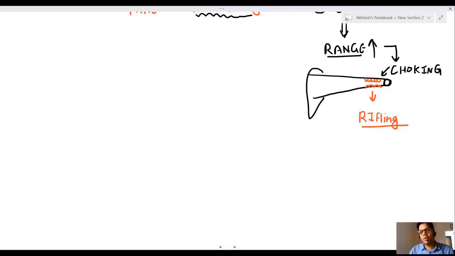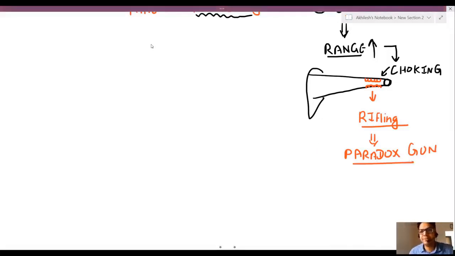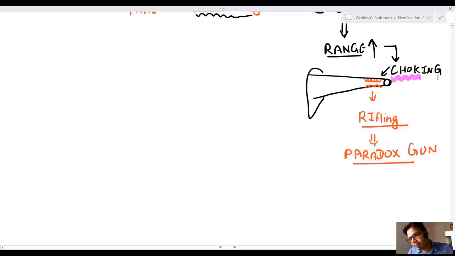The terminal end has land and groove. This phenomenon is known as rifling. And Dr. Saab, this gun is known as the paradox gun. Dr. Saab, these are two mechanisms. What are the two mechanisms by which we can increase the range? First is choking. Second is the paradox gun.